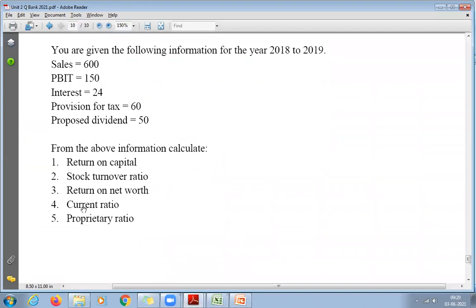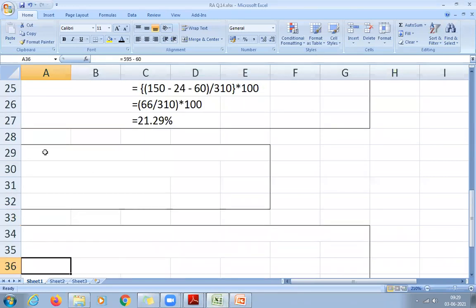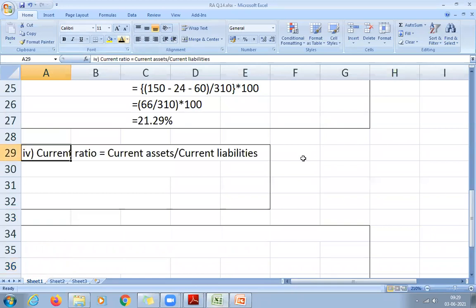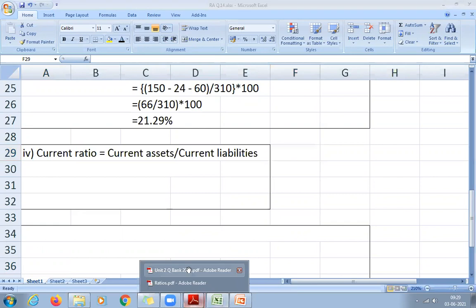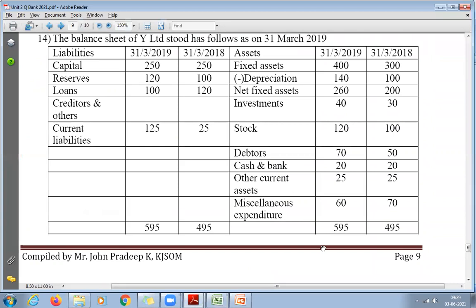Next, current ratio. You already know we have begun our ratio calculation using current ratio only. So current ratio is current assets divided by current liabilities. First you calculate current assets. What are the current assets given, students? Can you name the current assets? Stock, debtors, cash and bank, other current assets. So these four you need to take.